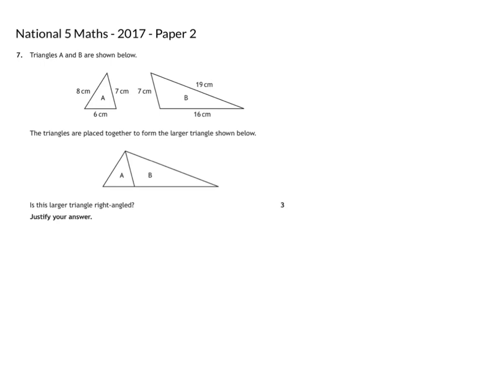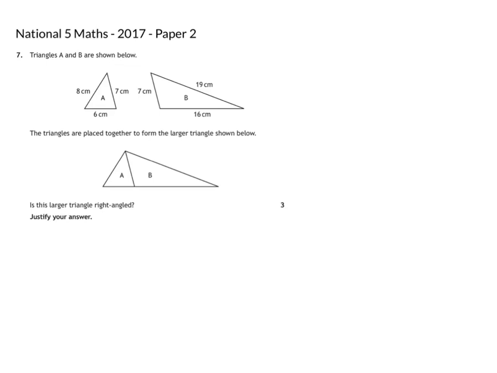So we have here question 7. Triangles A and B are shown below. So we have triangle A where we've got sides 6, 7 and 8. And we have triangle B where we've got sides 6, 7 and 19. It's asking us, so the triangles are placed together to form a larger triangle. Is this triangle right-angled or not?